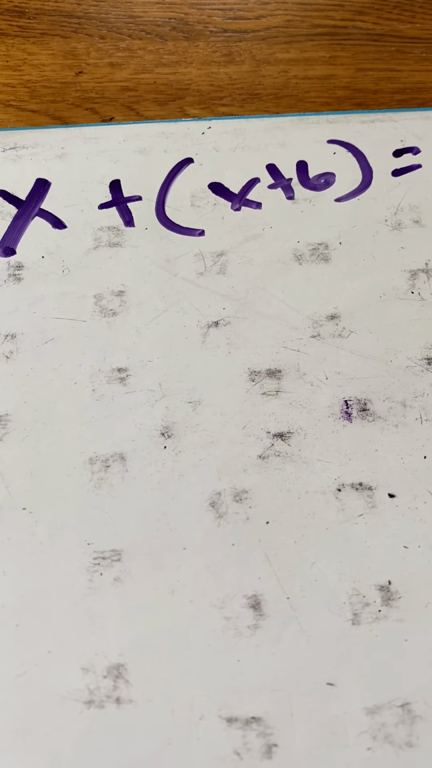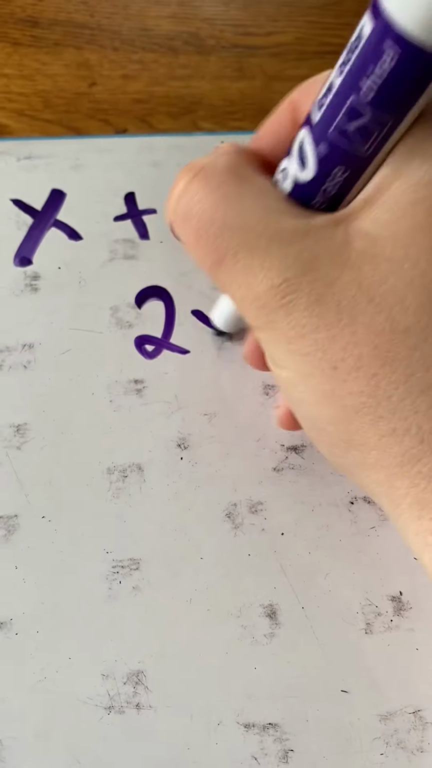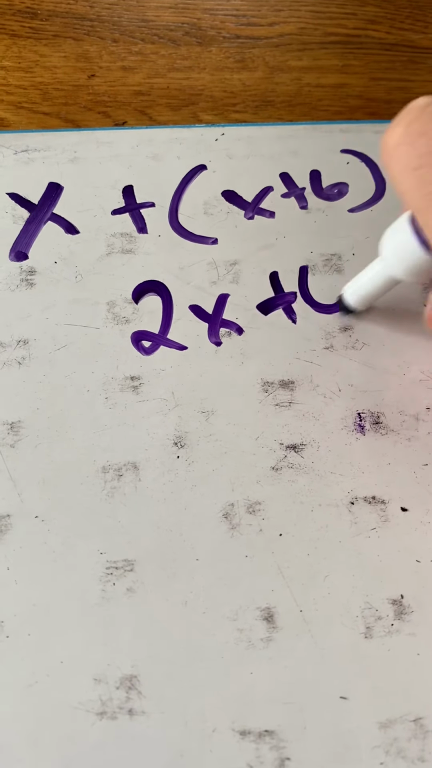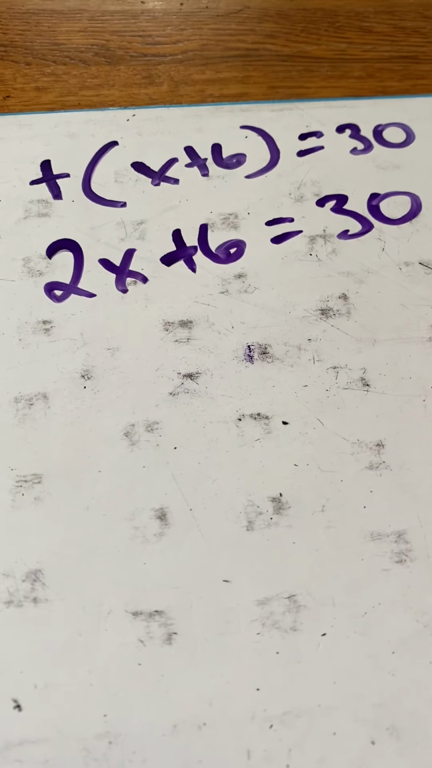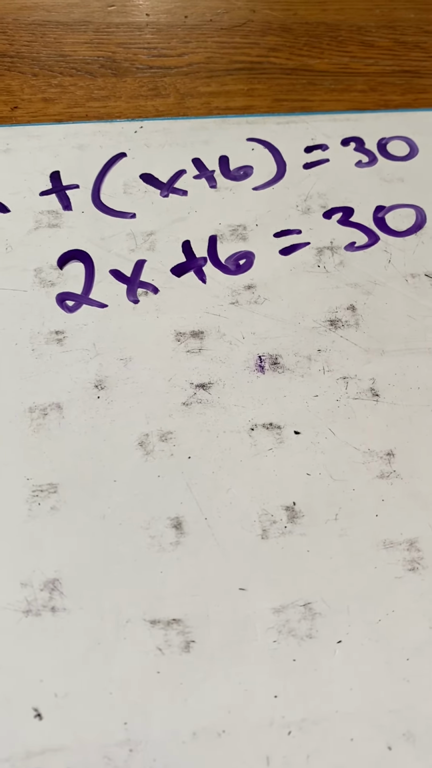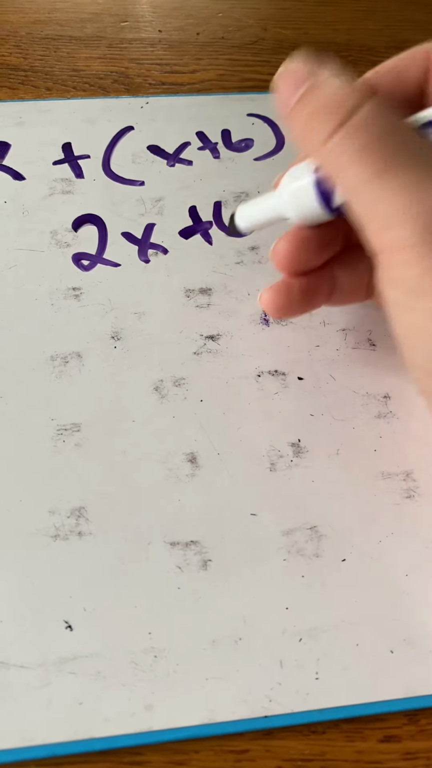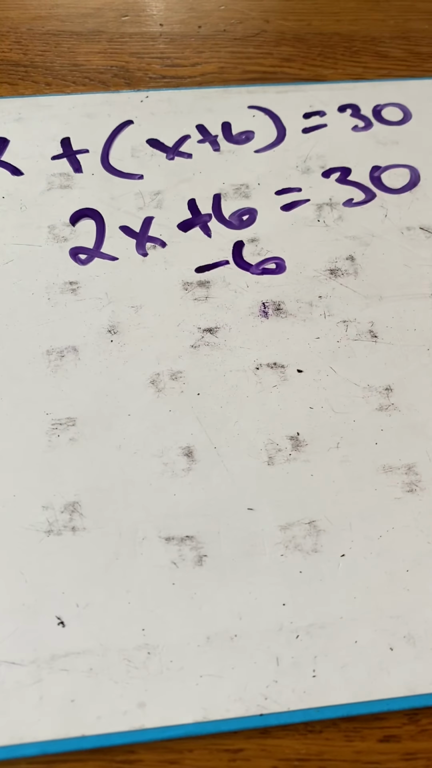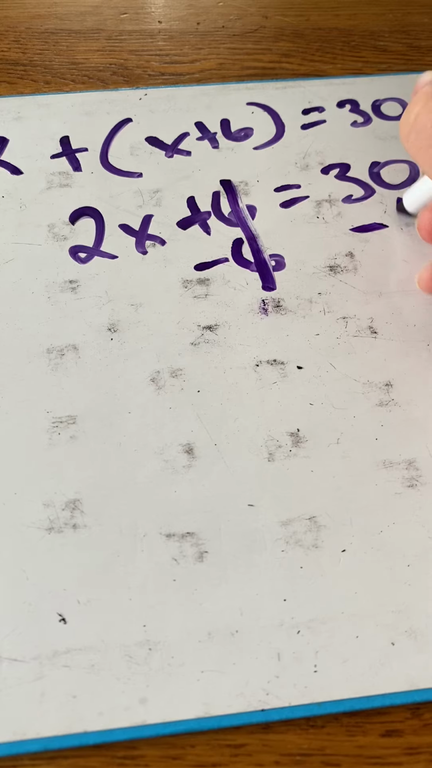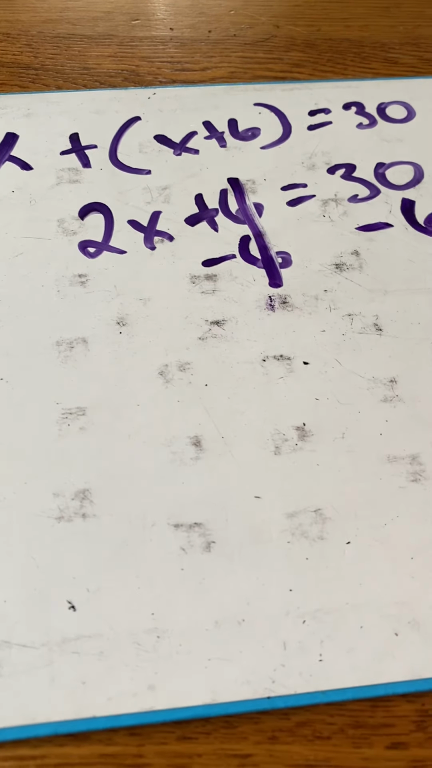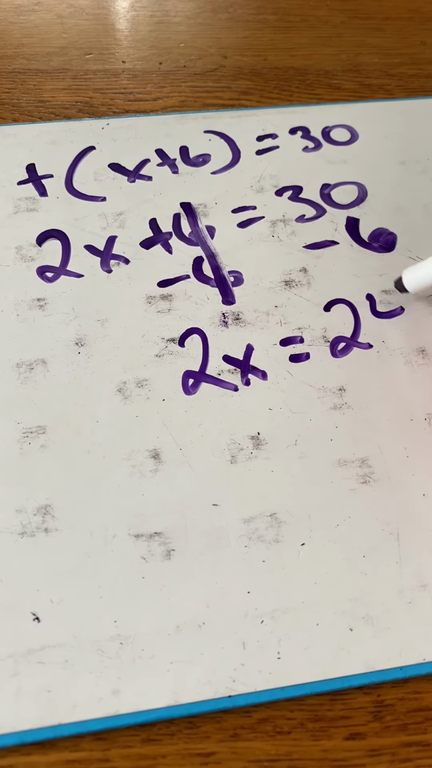Now, we're going to combine our like terms. X and X gives us 2X. Keep the 6, so plus 6 equals 30. These are going to be solved a lot like what we were doing before with the multi-step equations. Solving for X is what we're going to do. So we need to get rid of 6. We're going to subtract, since the opposite of addition is subtraction. We subtract it from 30. So we have 2x equals 30 minus 6, which is 24.